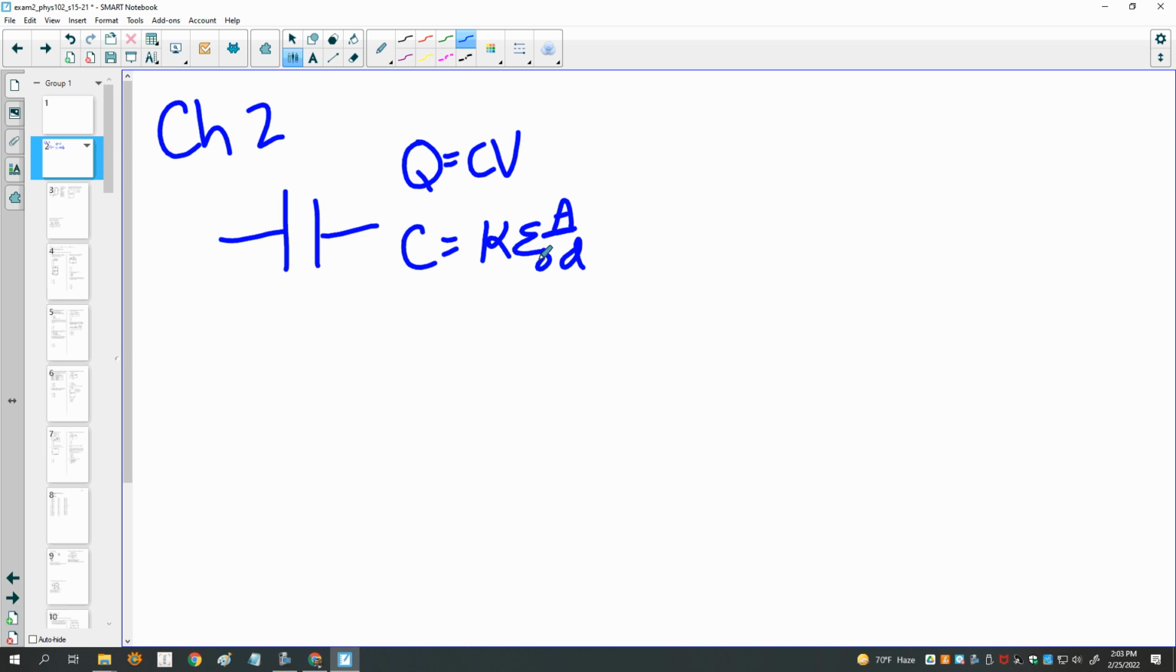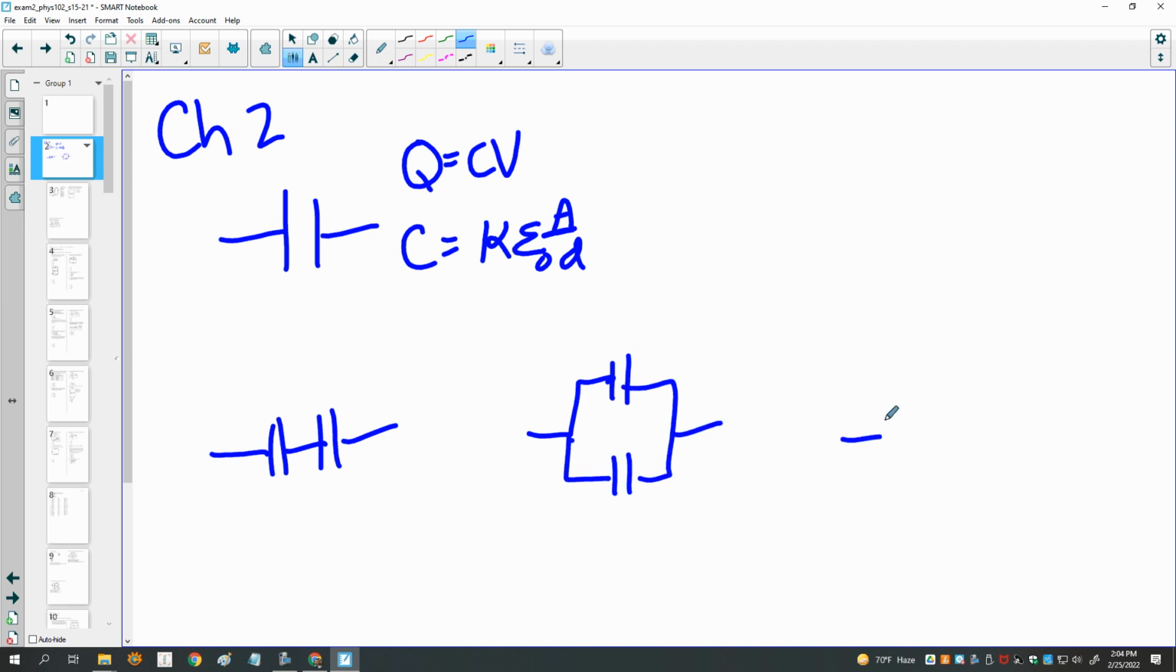And then in the end of chapter 2, you're going to see capacitors in series. You'll probably have, I don't know, a single question on how to calculate the voltage and charge on capacitors in series. Also, you'll see capacitors in parallel. And then finally, you'll see capacitors in combination circuits. This is the simplest combination circuit. Of course, you'll probably see more complicated ones.